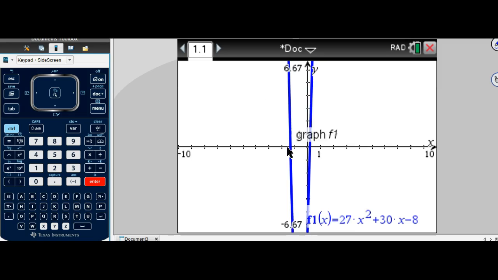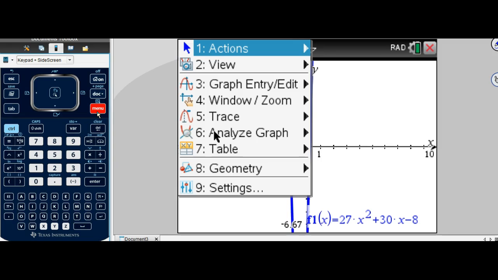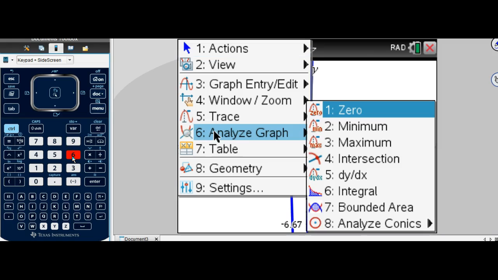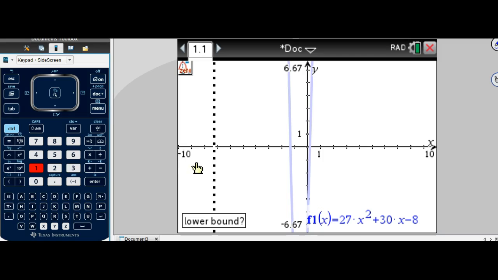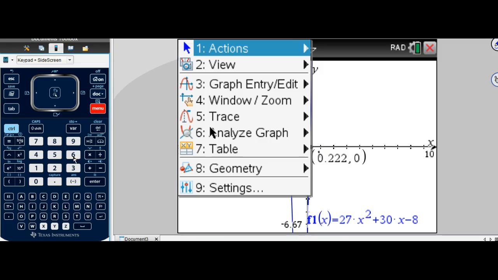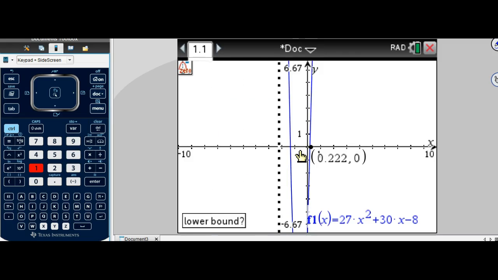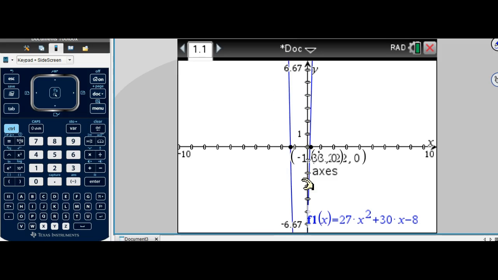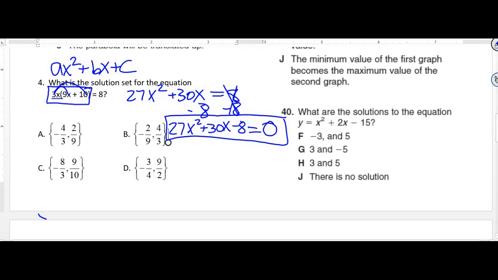We get our parabola. I have two zeros right here. Menu. I'm going to analyze graph, number 6. Find the zeros. And I have 0.222. Menu 6, 1. And I have negative 1.33. Right? Yes. So negative 1.33 and 0.222.